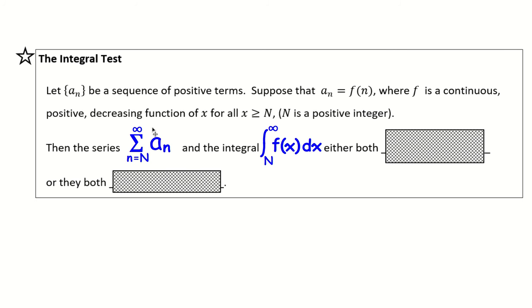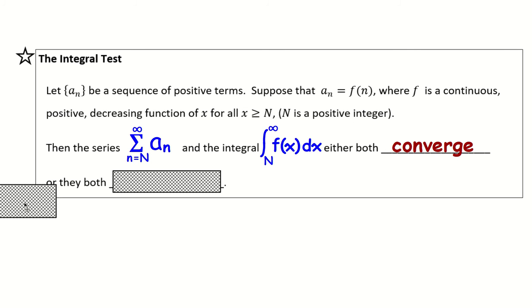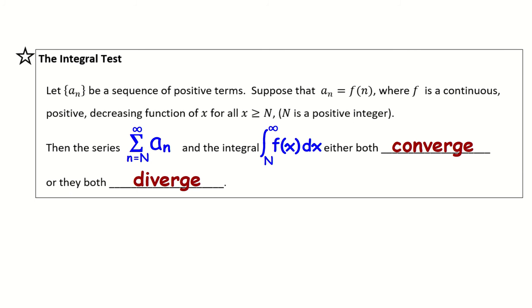Then our series and the integral, from wherever, doesn't even matter, to infinity, either both converge or they both diverge. So if you have a series that fits all these criteria, the series is going to do whatever the improper integral does. That's actually pretty straightforward. All right, so pause if you got to write this down. As always, I'm moving on.